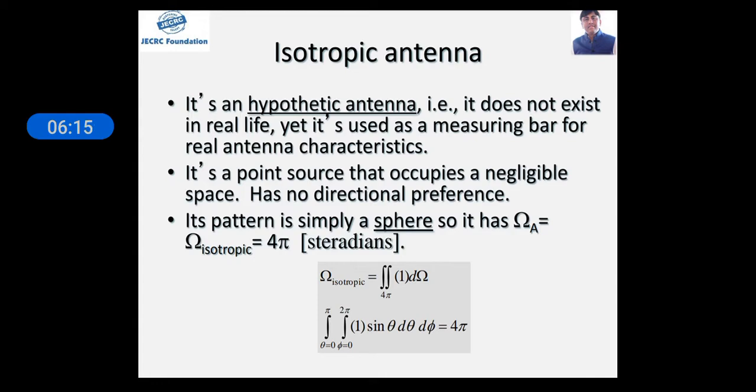So it has omega, or the directivity angle, of 4 pi steradian. As you can see, when we integrate it from 0 to pi and 0 to 2 pi, it becomes 4 pi.